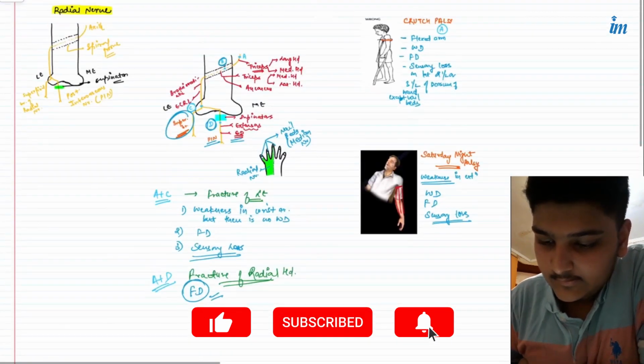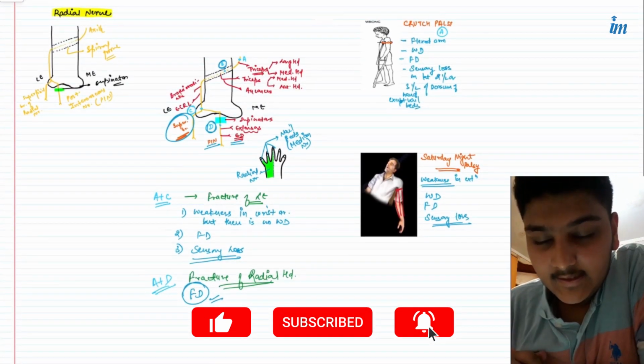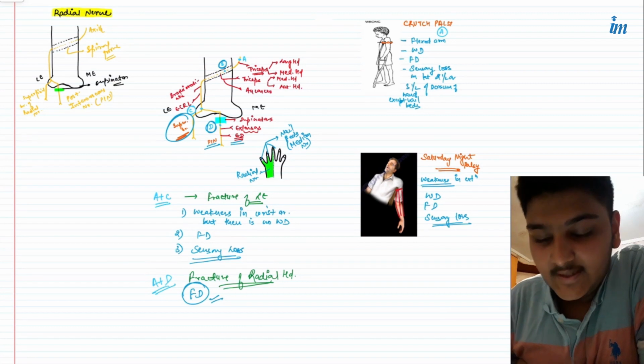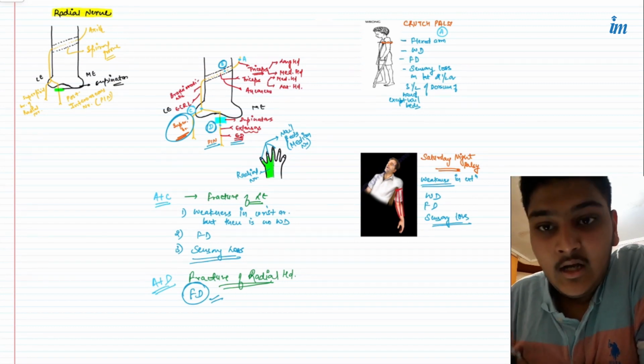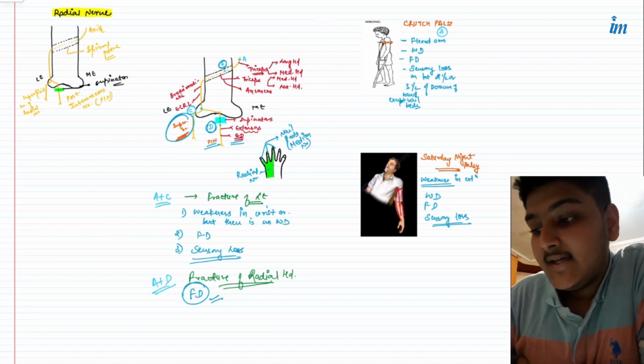So this was about the radial nerve, its path, its various injuries, what muscles it supplies, what are the causes of those injuries, and what are the manifestations of those injuries.